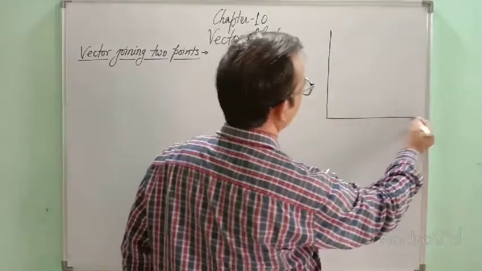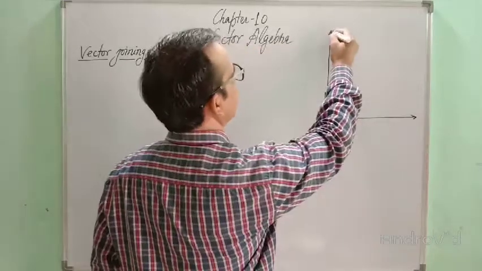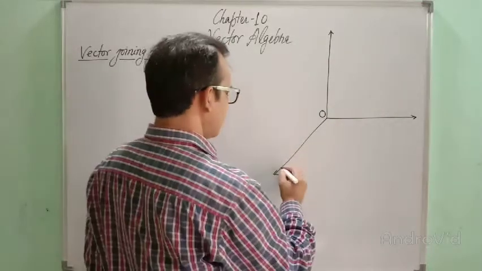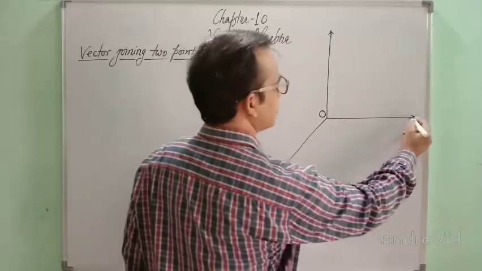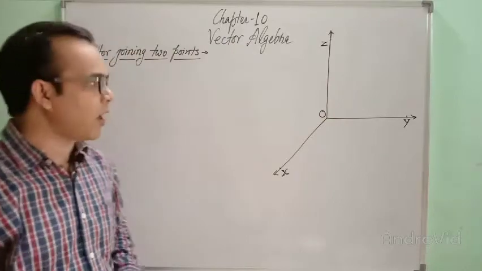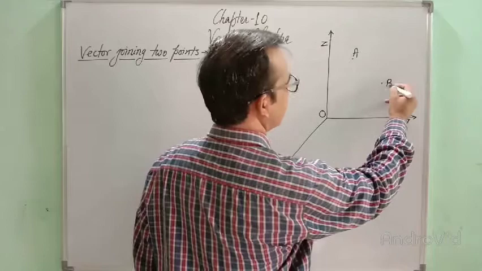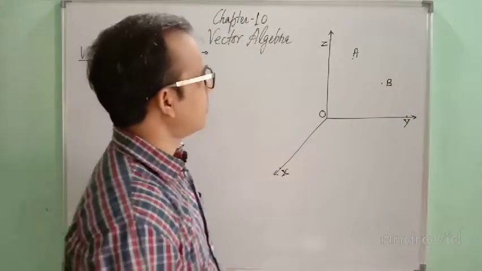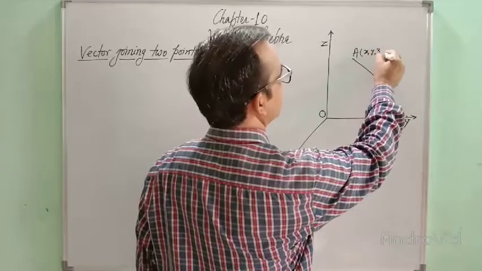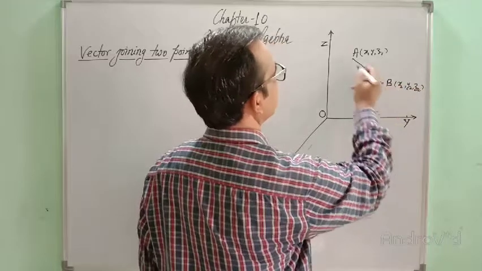So suppose this is the right-handed rectangular coordinate system in which O is the origin, this is the x-axis, this is the y-axis, and this is the z-axis. And now let's suppose there are 2 points A and B that have the coordinates x1, y1, z1 and x2, y2, z2 respectively.